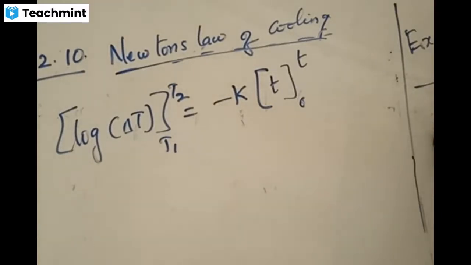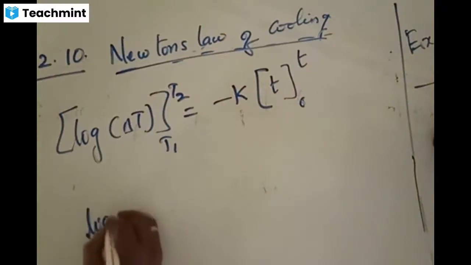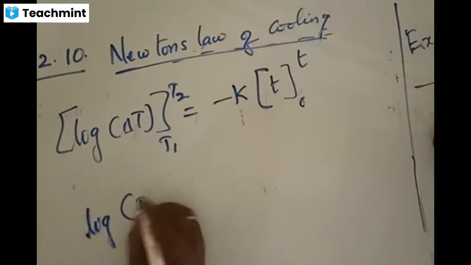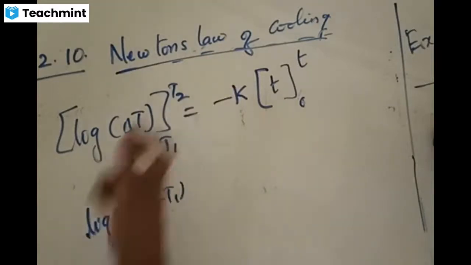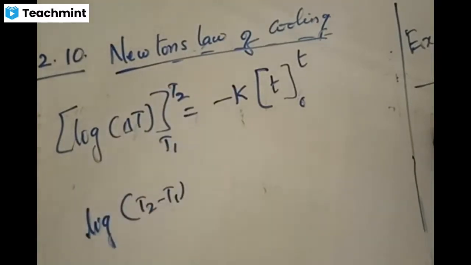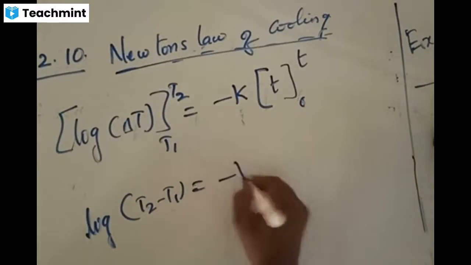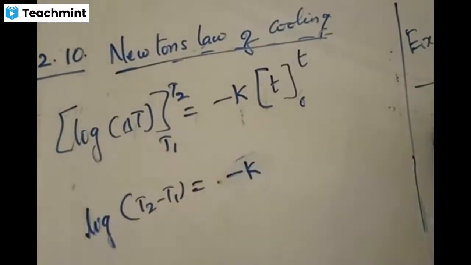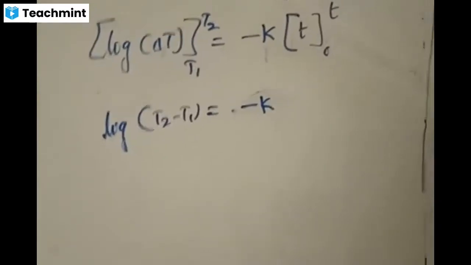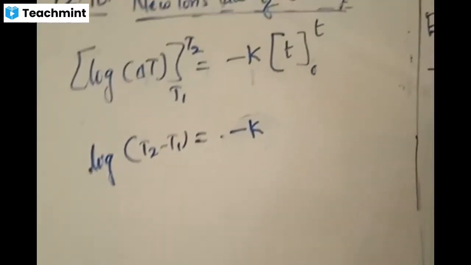Some formulas are taken. Accordingly, the integration of this is log delta T. What does log delta T mean? Delta T means T2 minus T1. Final temperature is T2, initial is T1. Accordingly, it is going to be log of T2 minus T1 is equal to minus k times. Now we are just substituting upper and lower limits. That's it. We are substituting upper and lower limits.